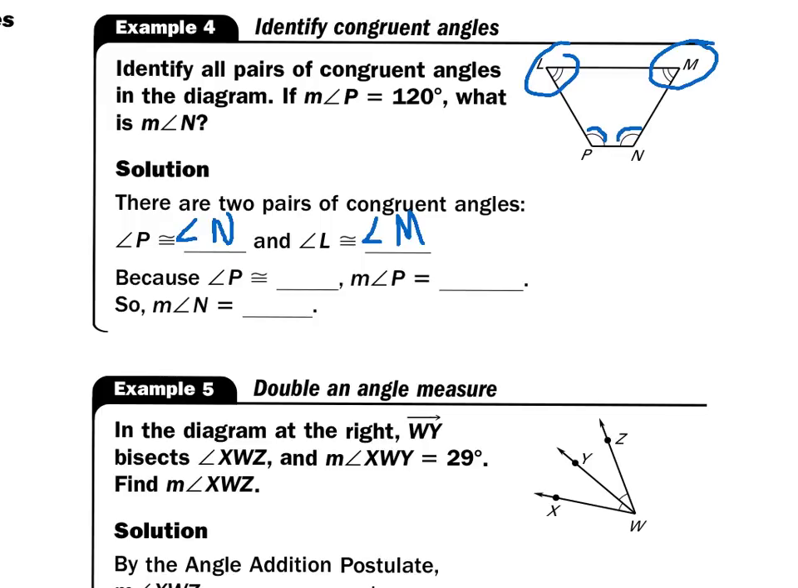Okay, because angle P is congruent to angle N, the measure of angle P equals the measure of angle N. So here, with the congruent sign, we're talking about the size and the shape being the same. With the measure here, we're talking about the actual numbers of its degrees being the same. So angle N is 120 degrees also, just like angle P was up here.